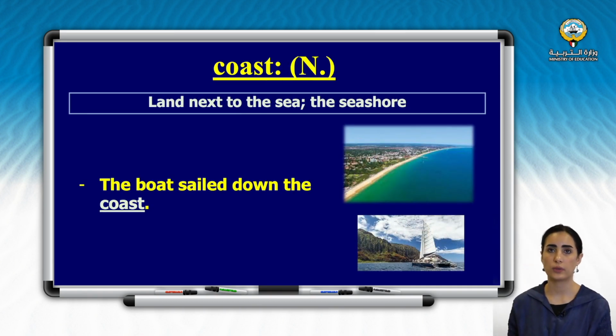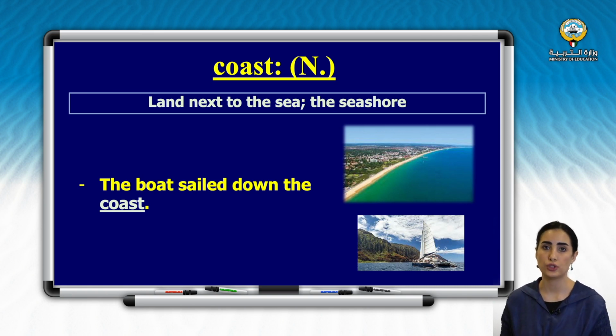Moving on to the next word, we have the word coast. So repeat after me. Coast. What part of speech? It's a noun. Good. So let's read the example. The boat sailed down the coast. So what do I mean by the word coast? As you can see in the picture, that is a coast. So coast here is a land next to the sea or the seashore.